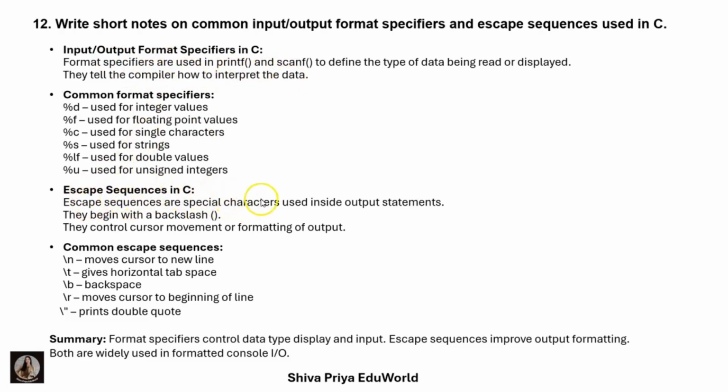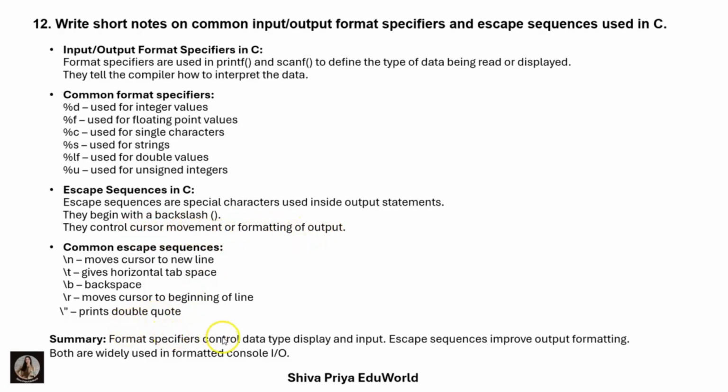Escape sequences are special characters used inside the output statements, and they begin with the backslash. For example, you can see here \n, which is used to move the cursor to a new line. N means new line. \t gives the horizontal tab space when you press this, and \b is backspace. \r moves the cursor to the beginning of the line. \" prints the double quote. Clear? These are all the common escape sequences, and they control the cursor movements or formatting of output.